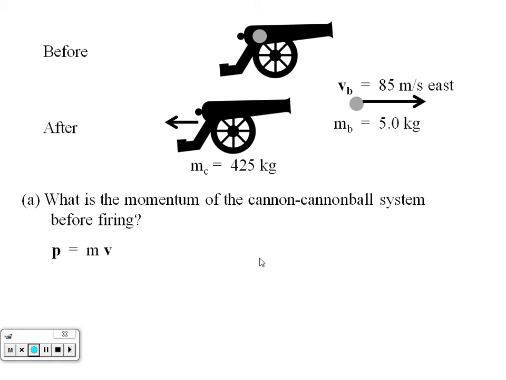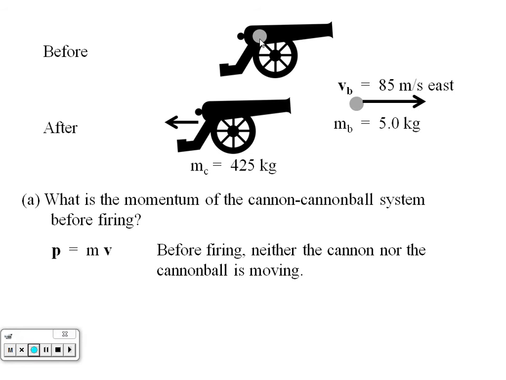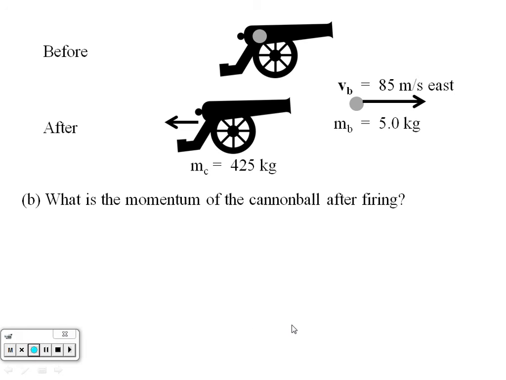Well, momentum is given as p is equal to m times v, and before the firing, neither the cannonball nor the cannon are moving. Right? So we can say that there is no motion at all, and if there's no velocity, then there's no momentum. So p before, the momentum before the firing, is 0. Okay, what is the momentum of the cannonball after firing?